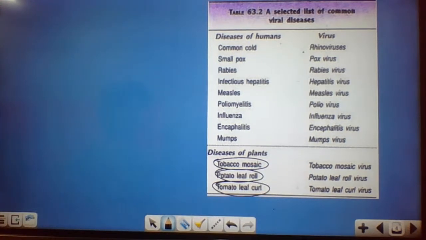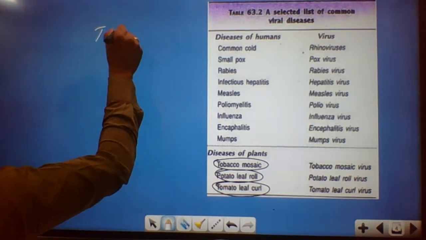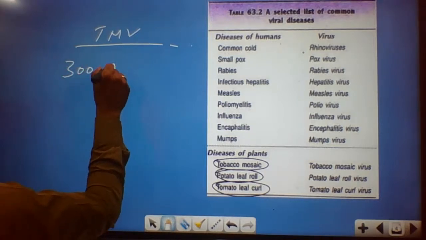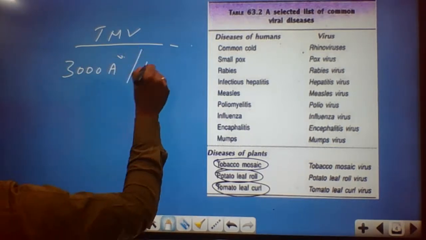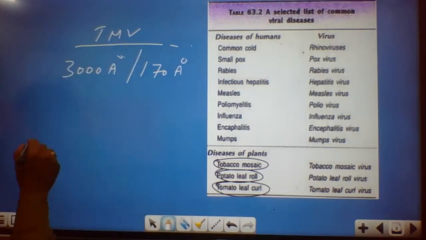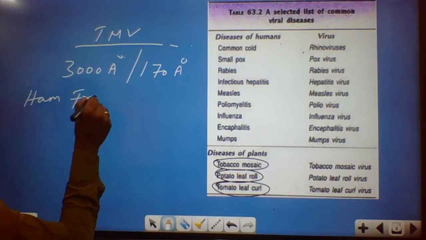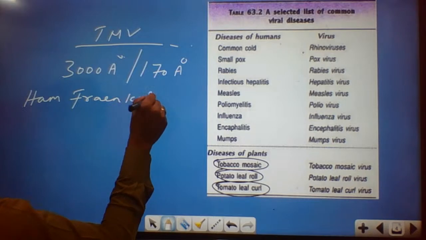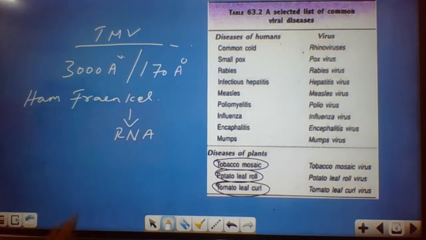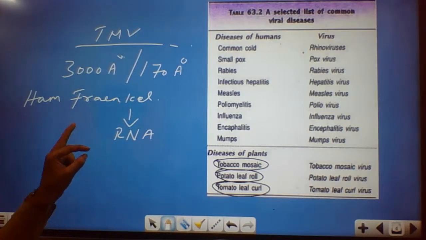of the tobacco mosaic virus. When you talk about the size of the tobacco mosaic virus, it is 3000 angstrom by 170. This was first identified by Ham Frankel. They first identified the tobacco mosaic virus, which consists of RNA and the capsomeres.